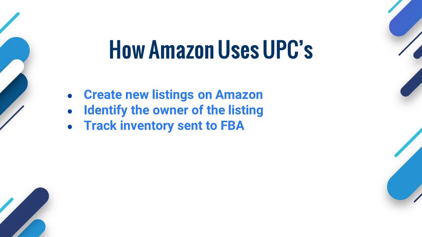Now, in terms of how Amazon uses UPCs, there's three main components to it. The first is to create new listings on the Amazon platform. Two, it is to identify the owner of the listing. And three, it is used to track inventory sent to FBA, or Fulfilled by Amazon.